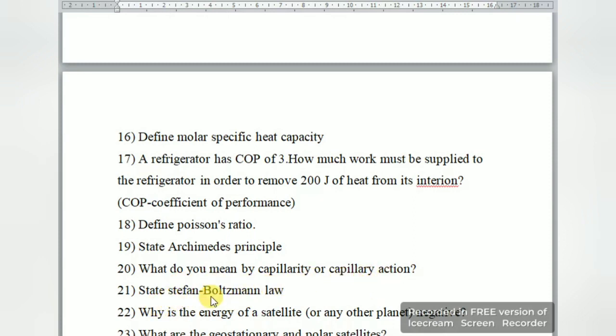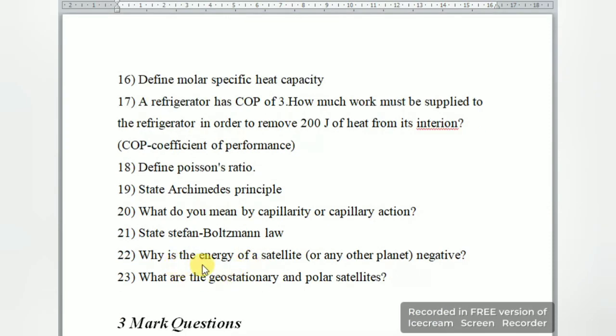Next, state Stefan Boltzmann law. Next, why is the energy of a satellite or any other planet negative? What are geostationary and polar satellites?